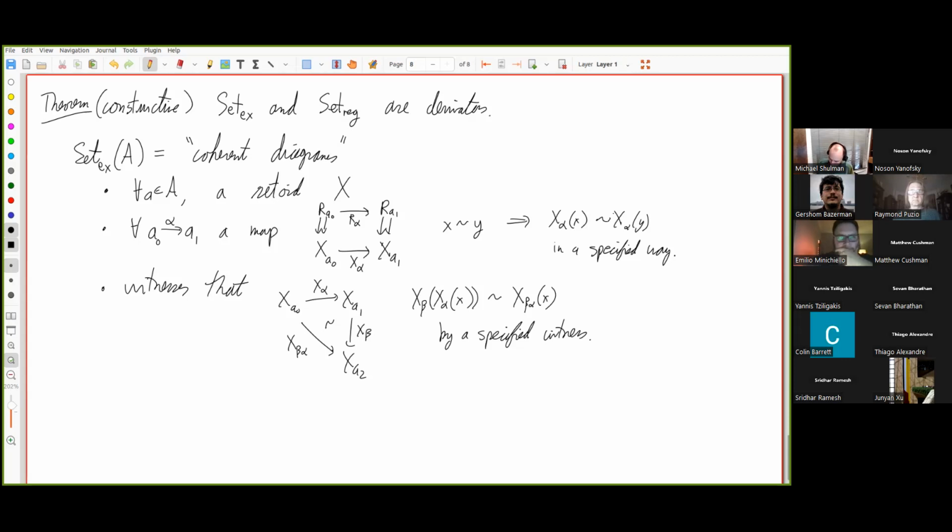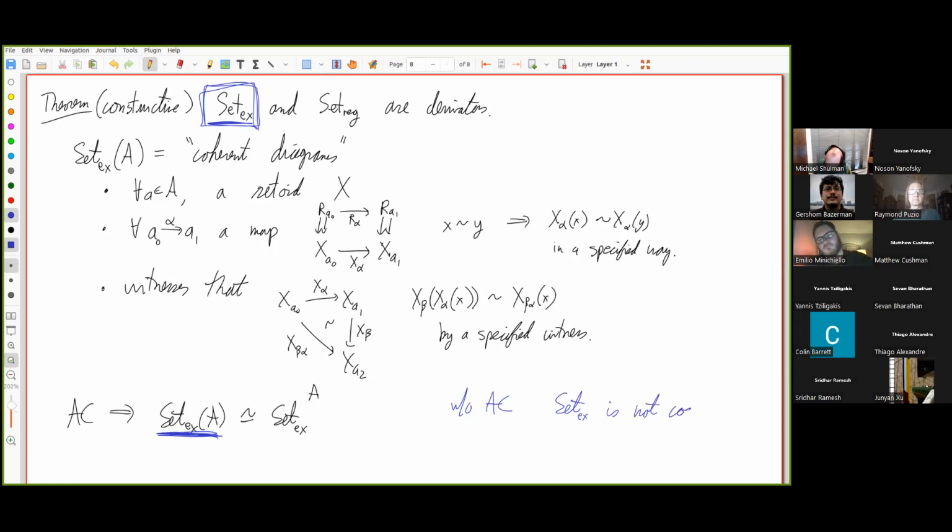So with the axiom of choice, this category here is actually equivalent to the ordinary functor category from A into the exact completion of Set, but in general it isn't. It's something different, but it still makes this thing into a derivator. And sort of constructively, without the axiom of choice, this one is better, because without the axiom of choice, this ordinary thing is not complete and co-complete as a category.